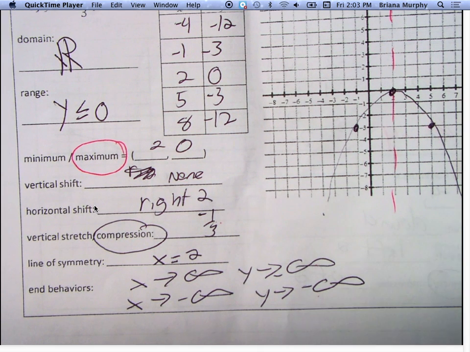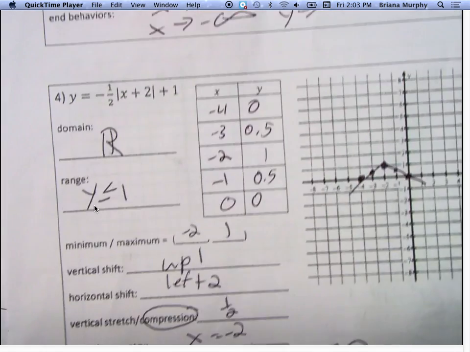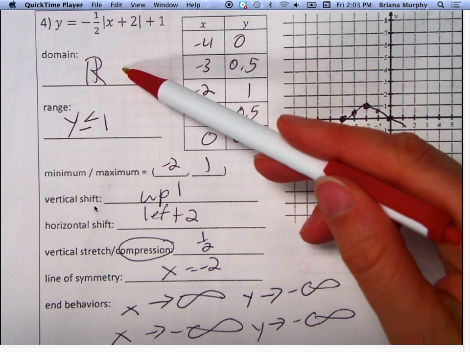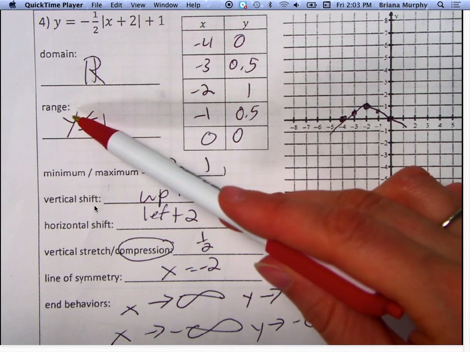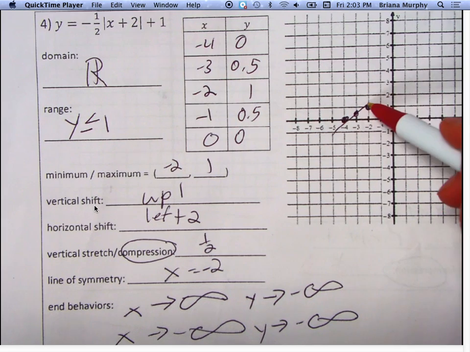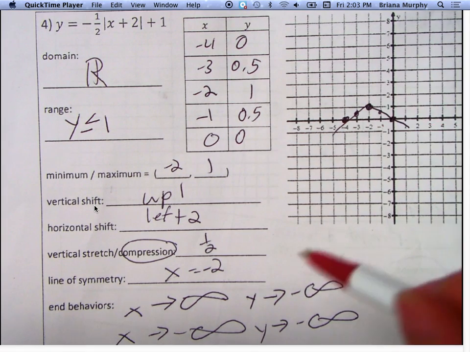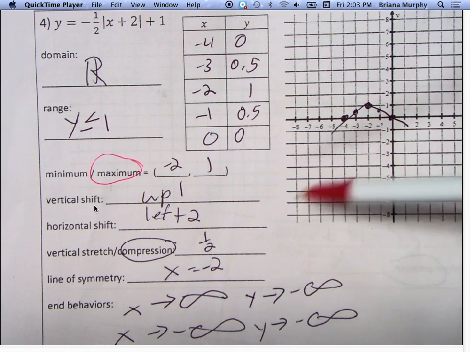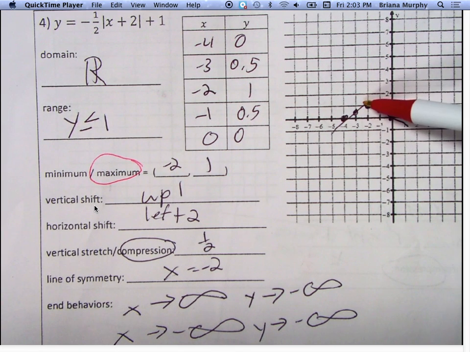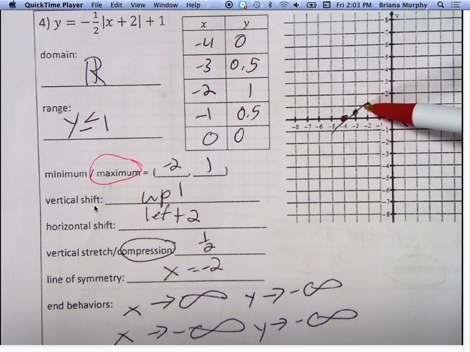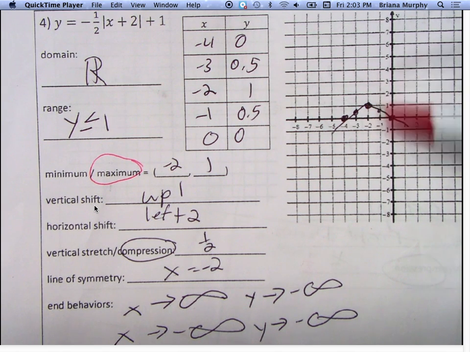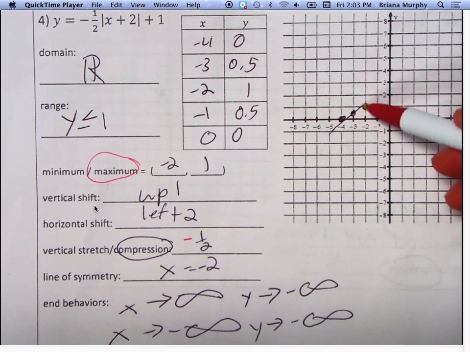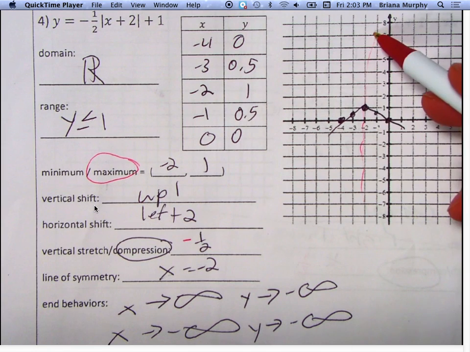Okay. Number 4. My domain is all real. My range is y is less than or equal to 1. My maximum is negative 2, 1. I went up 1, which is my vertical shift. I went left 2, which is my horizontal shift. It has a compression of negative 1/2. Its line of symmetry is x equals negative 2. I could divide it in half right there.